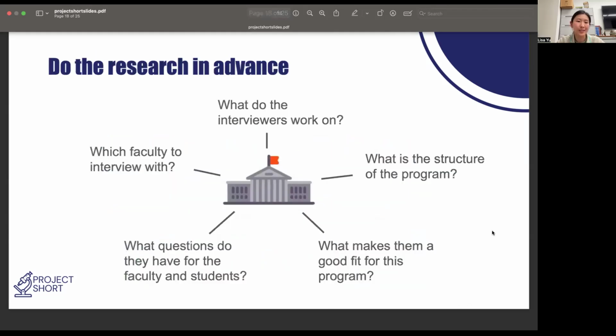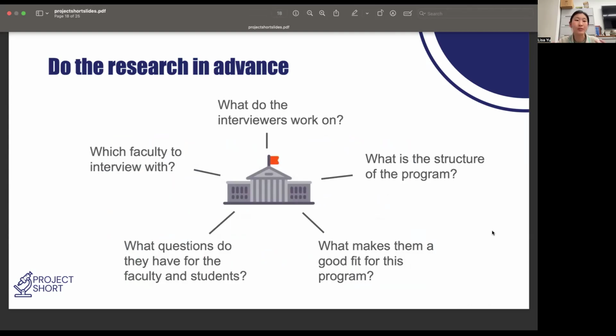And so in terms of getting to know the program and doing your research in advance, these are some of the questions that you might prompt them to think about. So they might be asked which faculty they want to interview with. And so then they should know what each interviewer works on. And generally, you can find that out through lab websites or maybe picking out one or two interesting papers to look at. And they should also really know the program that they're interviewing for.